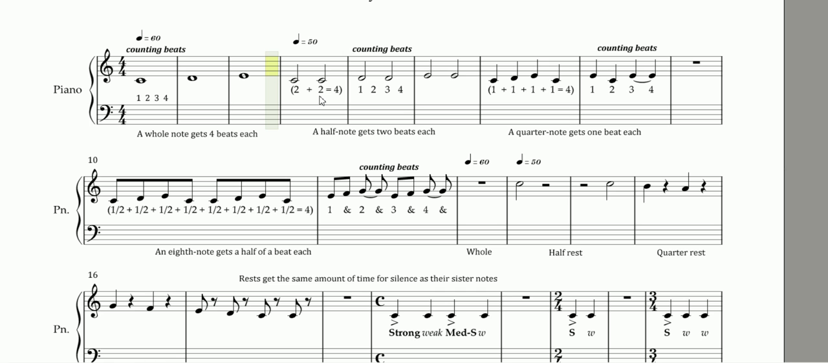Now, this is going to apply all the way along, as we take half the value of what we have. So a quarter note: if a half note gets 2, we can take that half and divide it into 2, and we would have 2 quarter notes. Well, if a half note gets 2, then a quarter note has to get 1.